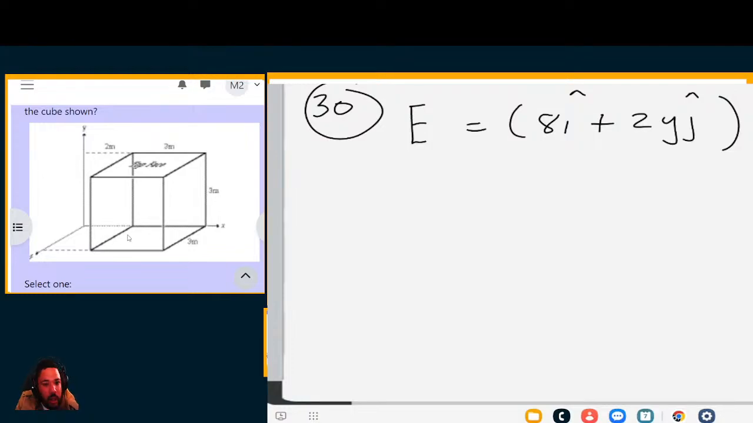It starts at x equal to 2 meters, and then it ends 3 meters later, so at x equals 5. So the box has 3 meters in length along the x-axis, 3 meters in length along the y-axis, and 3 meters in height. So this is the box. They want the electric flux going through the top of this box.